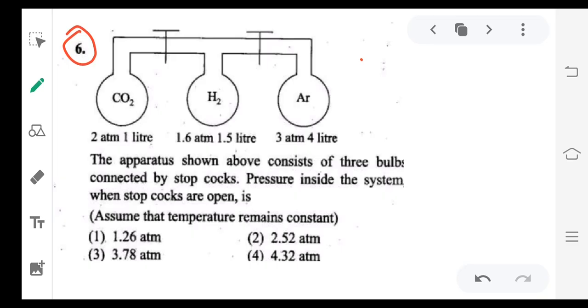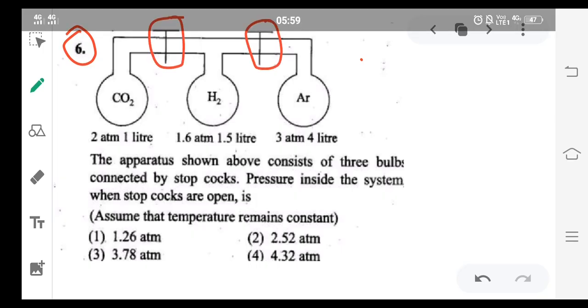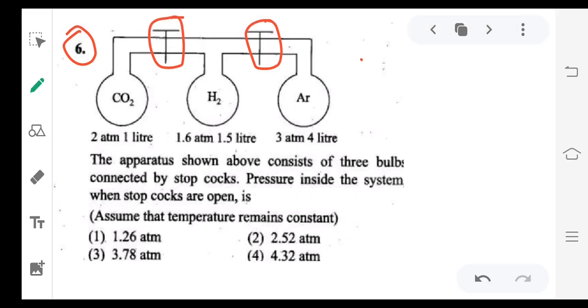So now they have given three containers with three different gases. They have kept stopcocks here. There is no connection between these three bulbs. The first bulb has 2 atmospheres pressure, 1 liter volume. The second bulb is 1.6 atmospheres, 1.5 liters volume, and the third is 3 atmospheres, 4 liter volume. Now the question is, if you remove these stopcocks, what is the final pressure inside the system? Before, they were alone; now we are connecting all the bulbs.